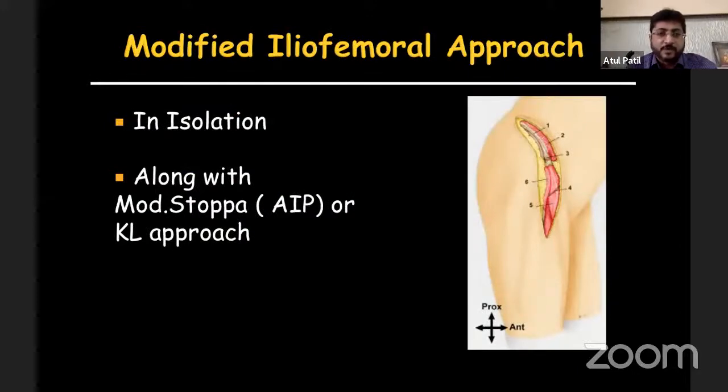Modified iliofemoral approach can be done in isolation. That is number one. Second indication, it can be combined with modified STOPA, that is anterior intrapelvic approach, or it can be combined with the Kocher-Langenbeck approach.